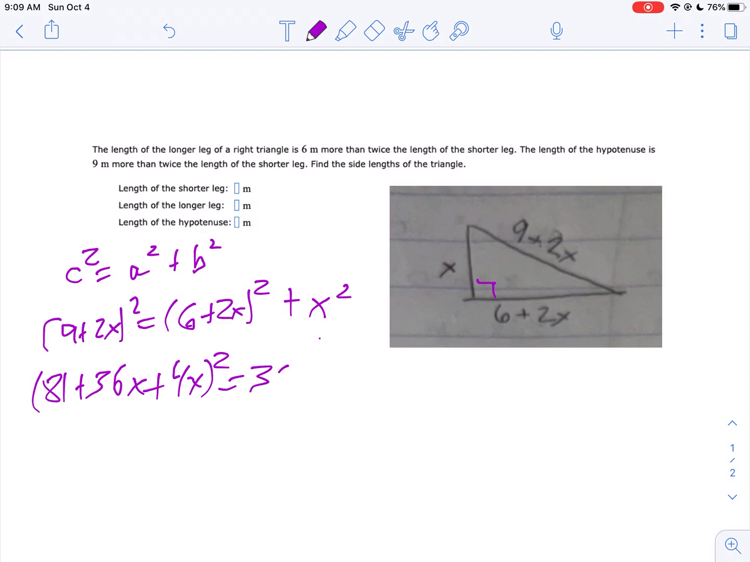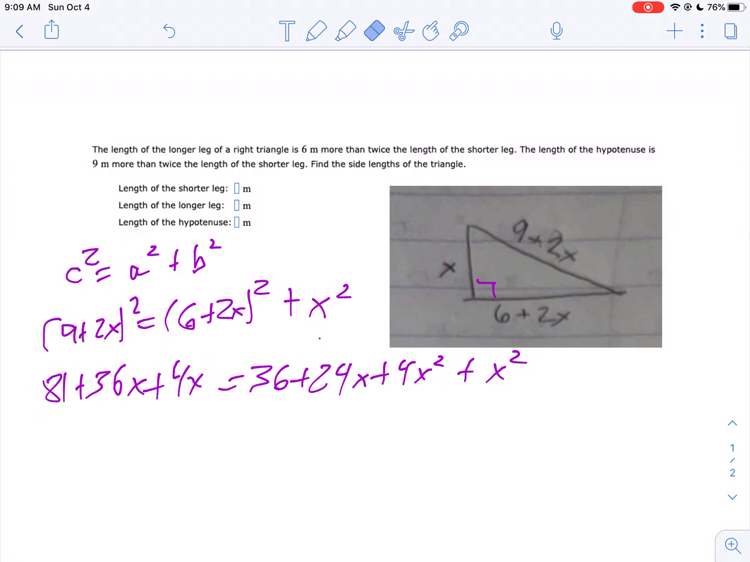36 plus 24x plus 4x² plus x². I don't know why I put a squared on that first term. I just noticed that. You don't need to do that. That was wrong.